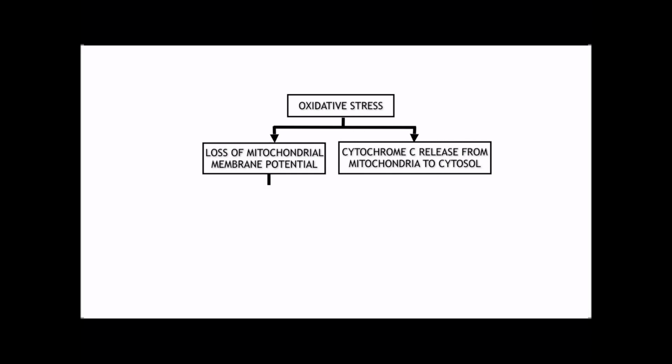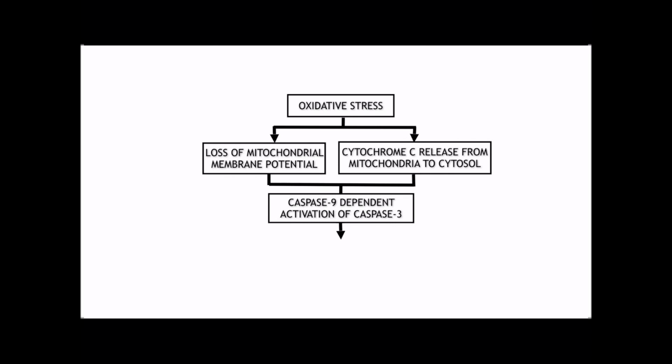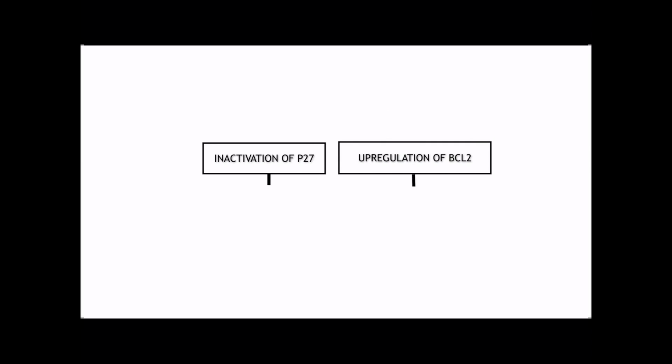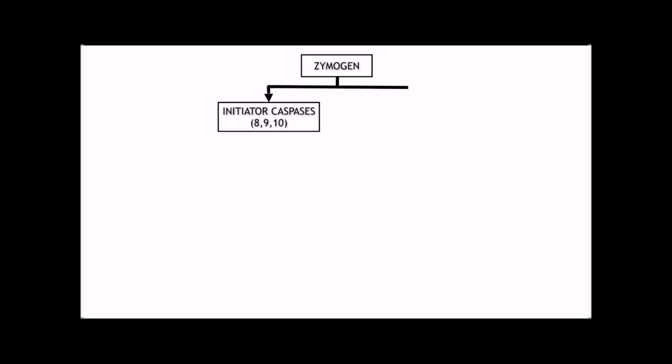Oxidative stress leads to the loss of mitochondrial membrane potential and cytochrome C release from mitochondria to cytosol. This causes caspase-9 dependent activation of caspase-3, leading to cell death. Another study says that the inactivation of BAX plus the upregulation of BCL2 leads to cell proliferation and will inhibit apoptosis. Caspases initially exist as zymogens but are activated by proteolytic cleavage of specific fragments. They are classified as initiator caspases 8, 9, 10, and effector caspases 3, 6, and 7.